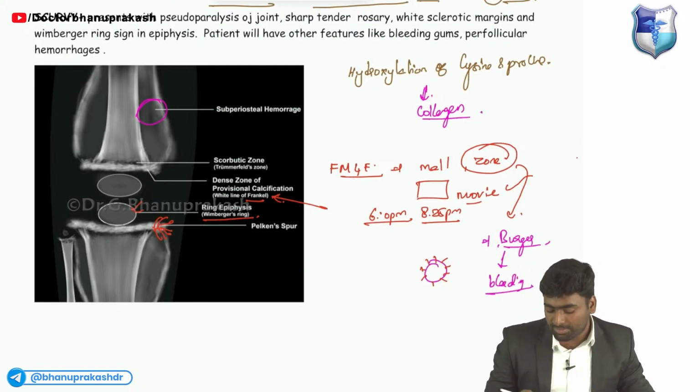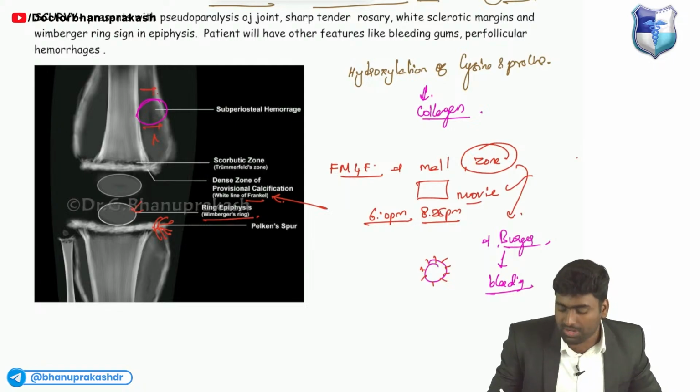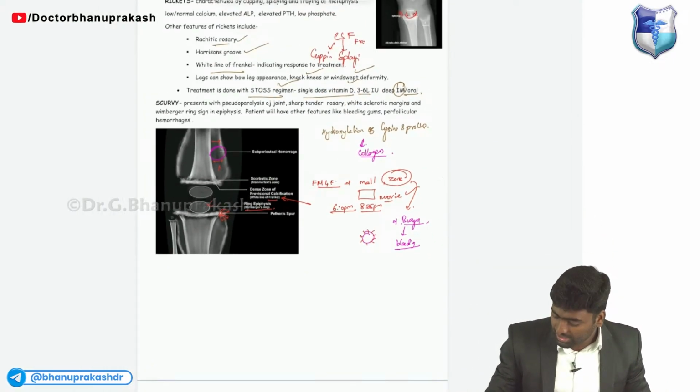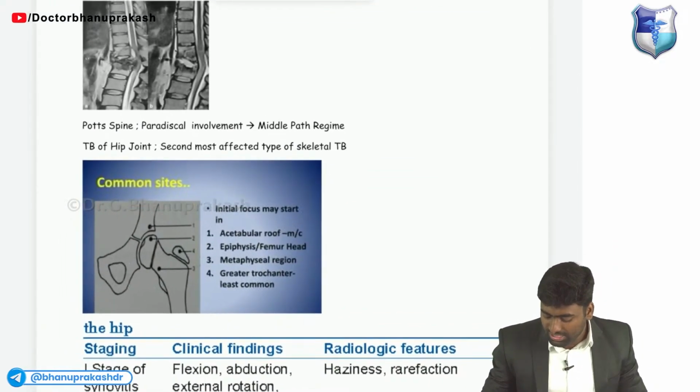Okay, and mostly this scurvy will be painful in nature, because there will be hemorrhage and it will lift up the periosteum, and we know a periosteum is highly innervated. So it will be painful in nature. Okay, इतना याद रखो.